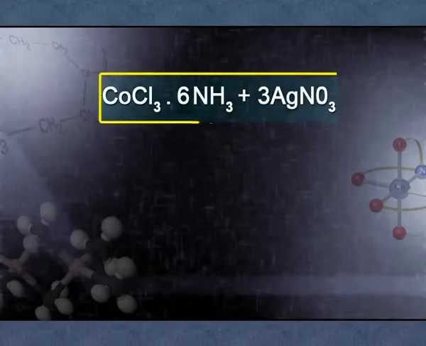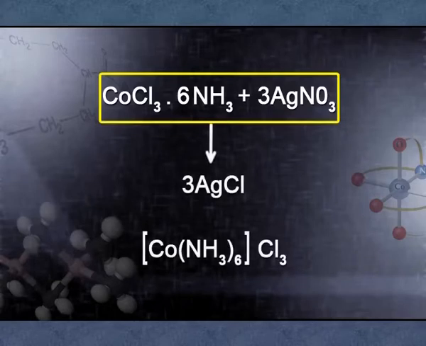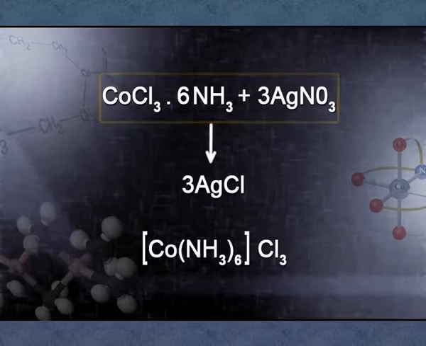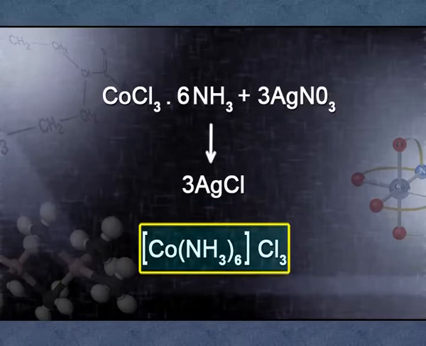For example, take CoCl3·6NH3 plus silver nitrate. He observed 3 AgCl. This indicates that any part present outside the square bracket will give the qualitative test. So all 3 chloride ions are present outside the square bracket. Therefore, the formula of the complex should be [Co(NH3)6] within the square bracket and Cl3 outside the square bracket.